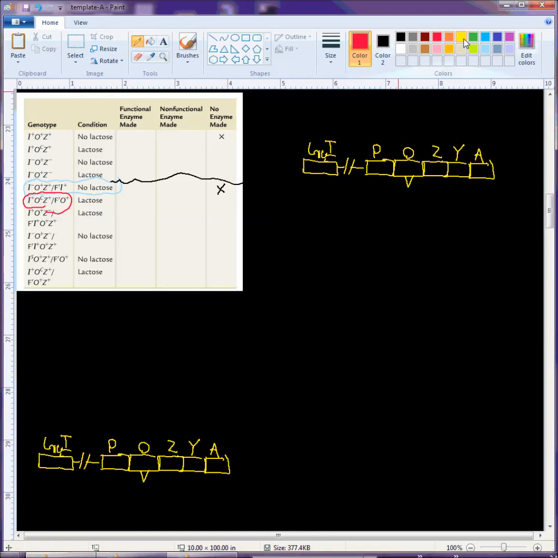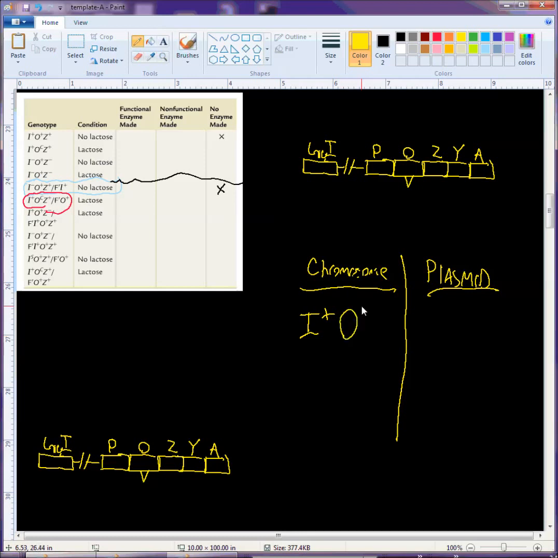Now, for this one, let's see, we have on the normal chromosome, and on the plasmid. Okay, so on the chromosome, we have normal LAC-I, we have mutated LAC-O, the constitutive mutation, so the LAC-I binding site is mutated, and we have normal LAC-Z. And on the plasmid, we have a normal copy of the operator. Okay, so what does this mean?